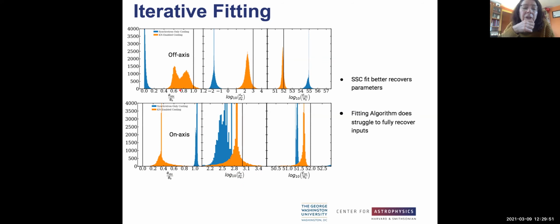So I have a question. What are these distributions, or how do you get these histograms out? It's not just one value, which is the input value, right?